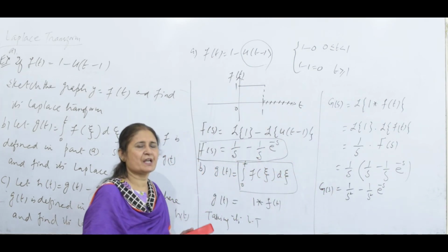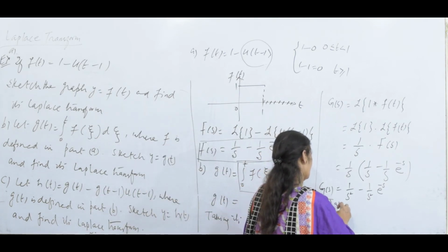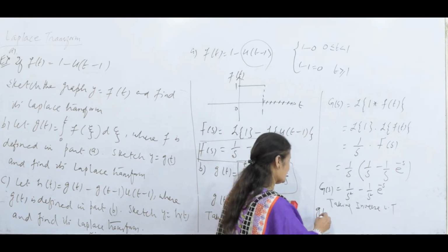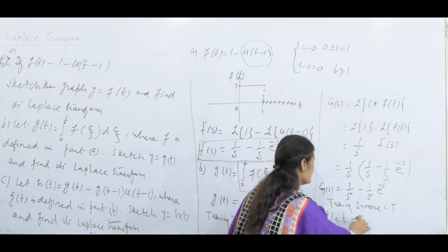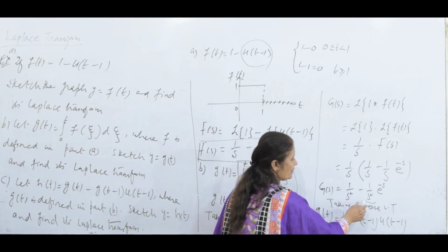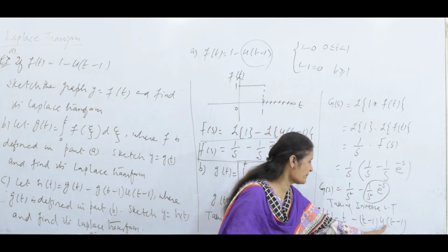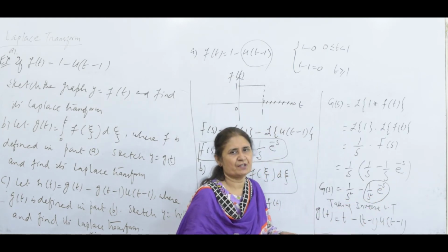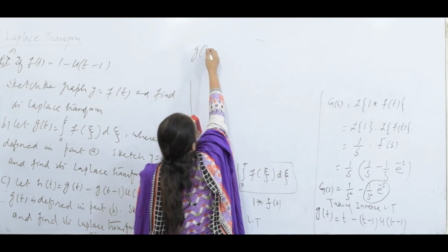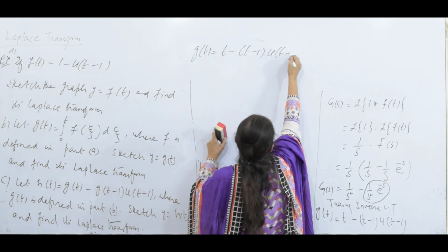If I have to sketch, I have to bring it in terms of t. Taking the inverse Laplace transform, we are getting g of t equal to t minus 1 unit step function t minus 1. Because here we have used the second shifting theorem. Because of e to the minus s, it will be unit step t minus 1 and the function is going to be shifted to t minus 1. So this is the second shifting theorem. So g of t is equal to t minus 1 unit step t minus 1.